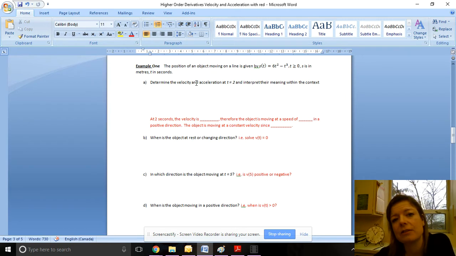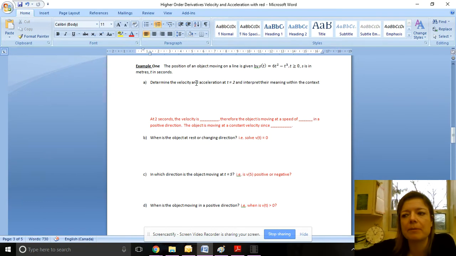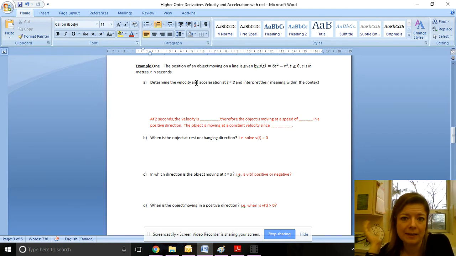Just remember, everything we will be talking about is an object moving in a straight line, either left to right or up and down. So imagine a little remote control car going back and forth along a line, or imagine you holding a baseball and throwing it straight up in the air.